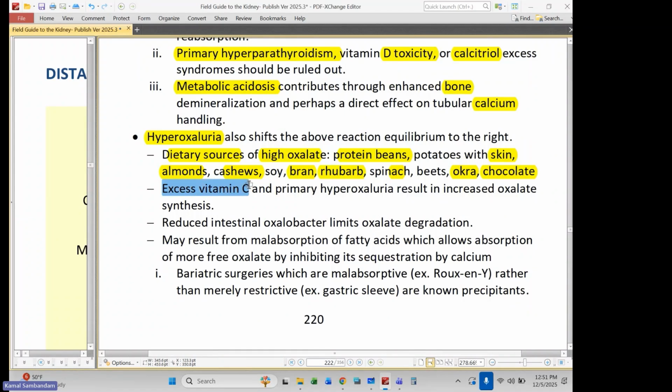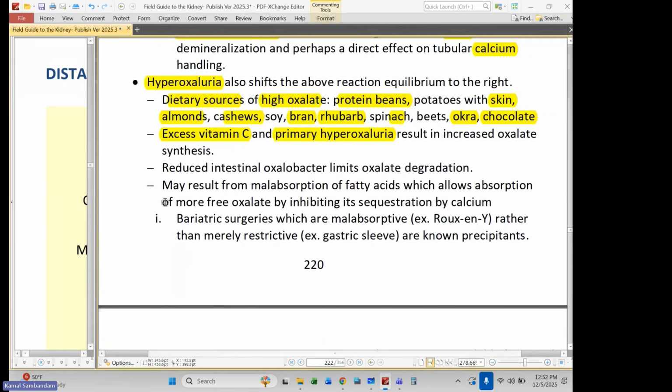You can find even longer lists that cover all the corners of things that some individuals overdo it on. Vitamin C we talked about. Primary hyperoxaluria we talked about as things that can increase urinary oxalate quite dramatically. So you need to ask these of your calcium stone formers with high urinary oxalate. Sometimes they don't report it.